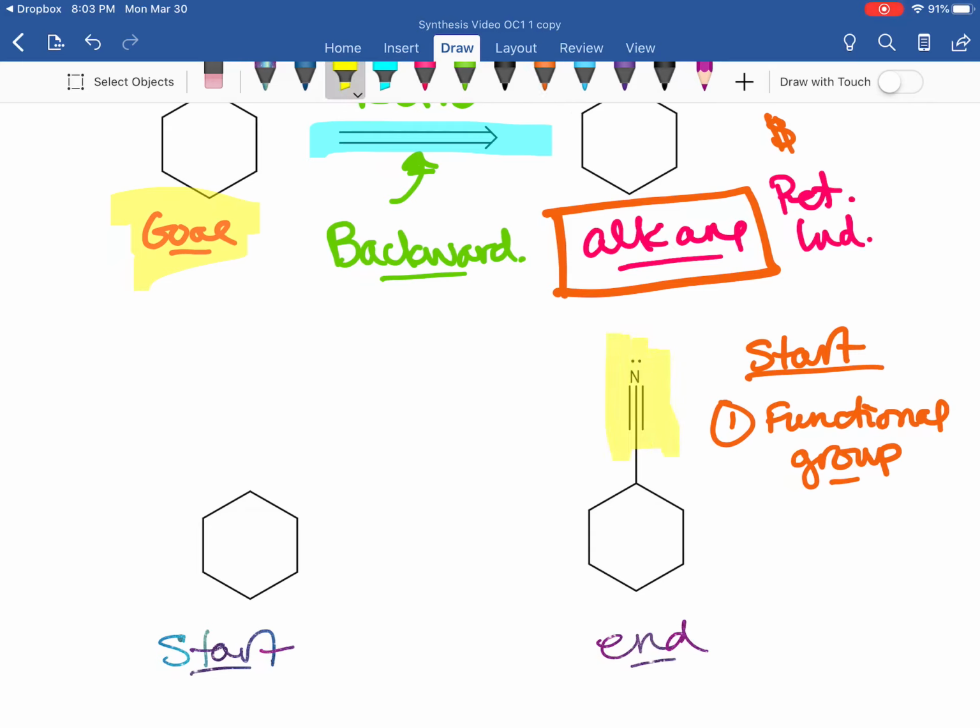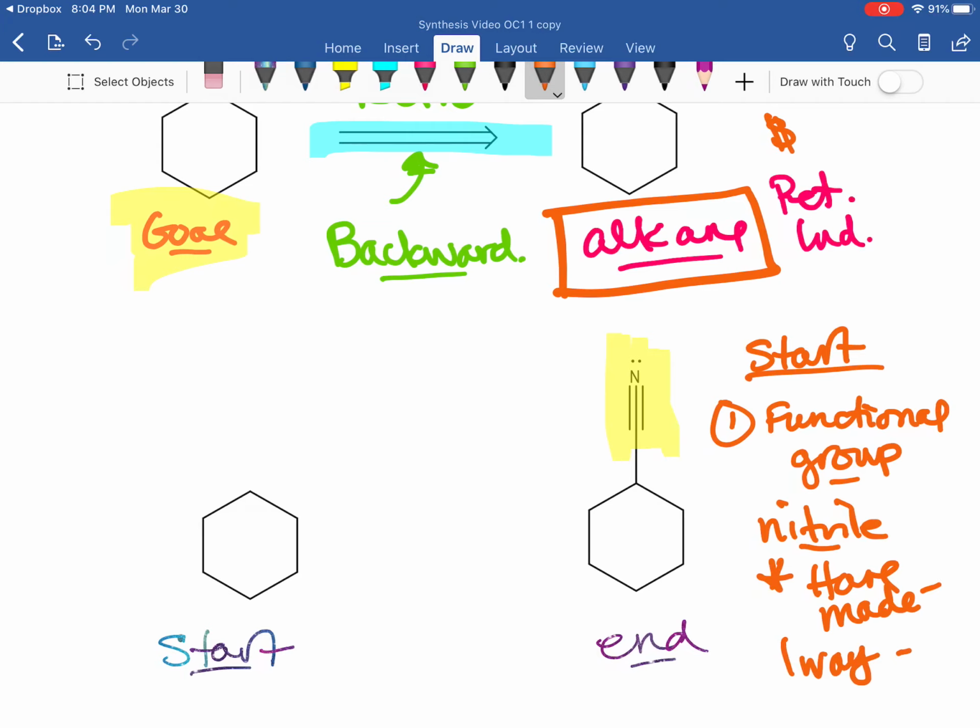But holy crap, what is this right here? This is a nitrile. Now this is where your flowchart comes in handy. Your nitrile, if you look back through your notes and you look at your flowchart, you will notice that we indeed have made nitriles. Yes, we have made them. And we have made them in only one way.